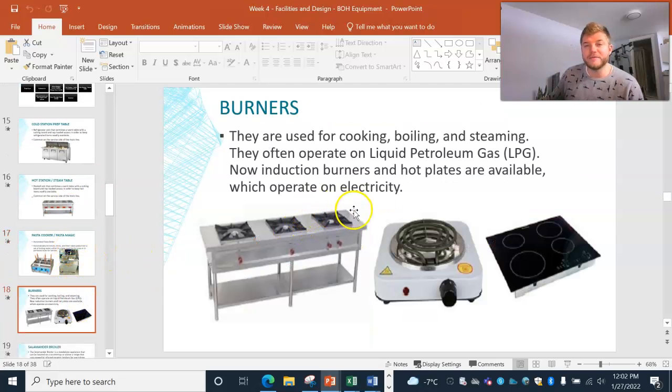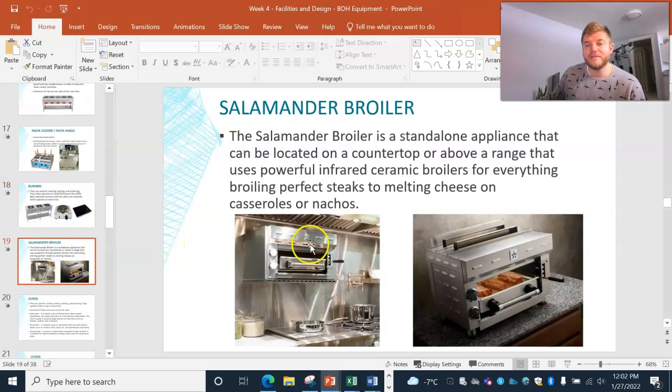Burners, we've seen these often used for cooking, boiling, steaming. They often run on liquid petroleum gas. And we also now have induction burners and hot plates, which operate on electricity. So a lot of these are propane based or natural gas based, but they're also going to be just electricity, and they work great. And this is your salamander broiler, which can also be used as a toaster, and it's powerful infrared ceramic broilers out there as well. So broiling perfect steaks even, I wouldn't suggest it, but you can melt cheese on casseroles and nachos, do all kinds of stuff with them.